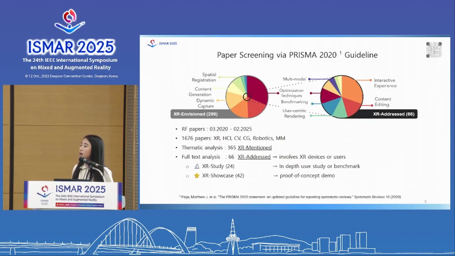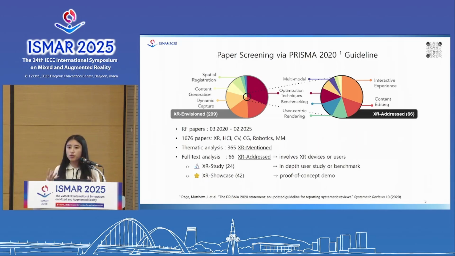So we perform a systematic survey following the PRISMA 2020 guideline, where we collect papers from a wide range of communities, including XR, HCI, computer vision, graphics, robotics, and multimedia. And from those over 1,000 papers, we select more than 300 papers which are XR mentioned, which means that these contributions include in their paper that they can envision or imagine this technique to be used in different kinds of extended reality application experience.